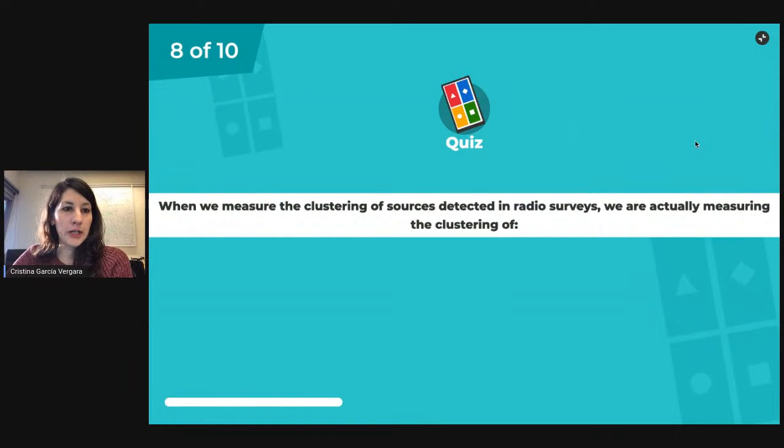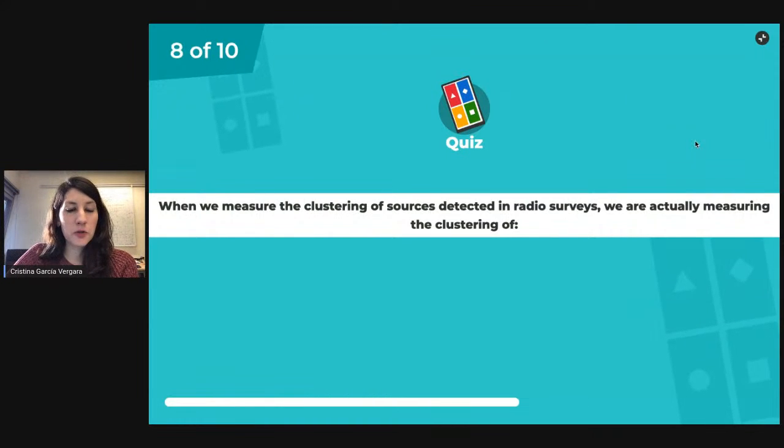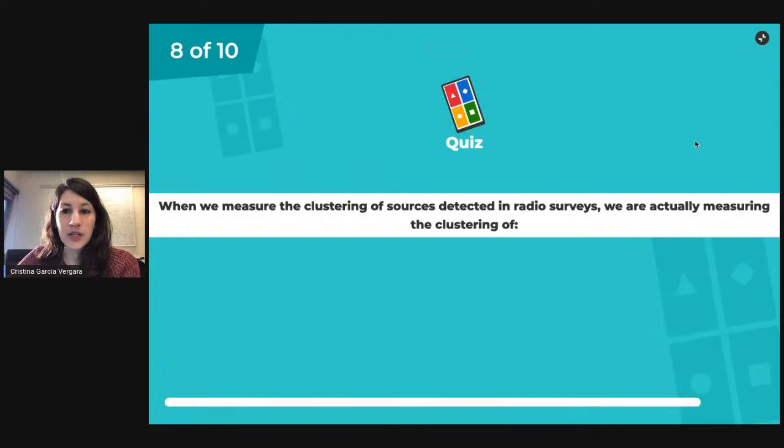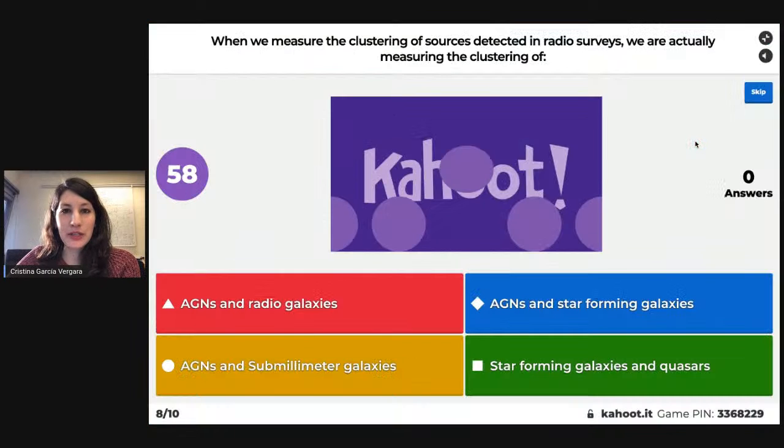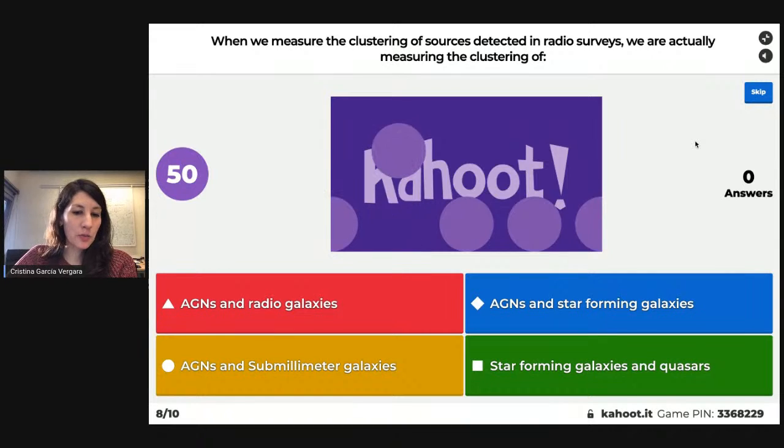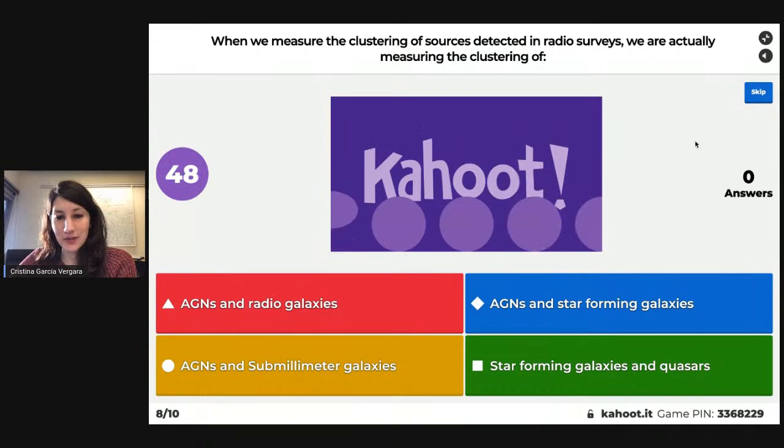Okay, question number 8. When we measure the clustering of sources detected in radio surveys, we are actually measuring the clustering of AGNs and radio galaxies, AGNs and star-forming galaxies, AGNs and submillimeter galaxies, or star-forming galaxies and quasars.